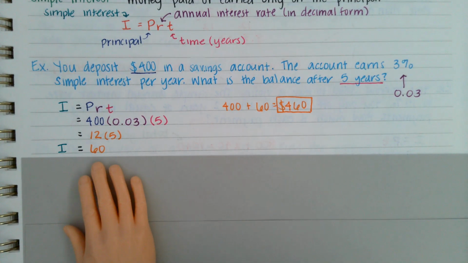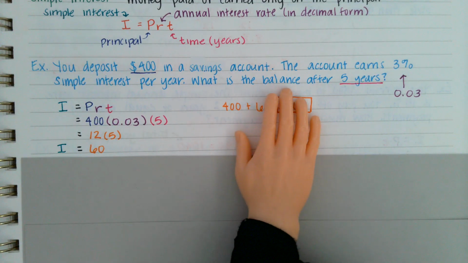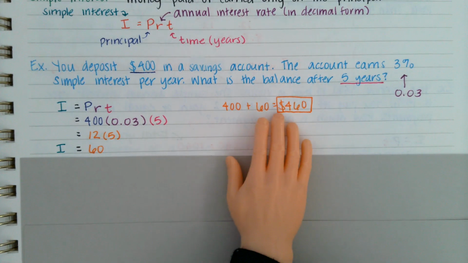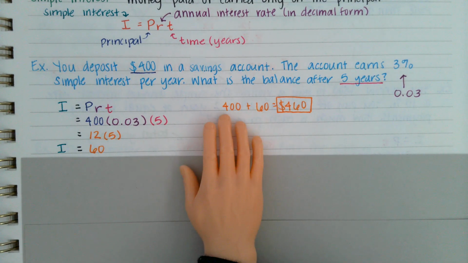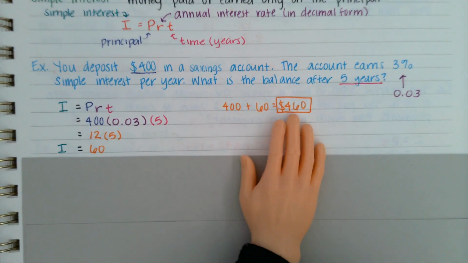So I earned $60 in interest, but the balance, my total after 5 years, I have to add what I started with and the interest I earned to get $460.